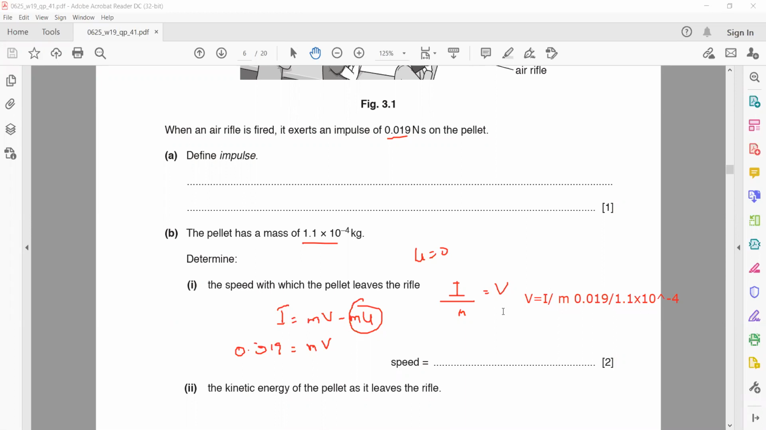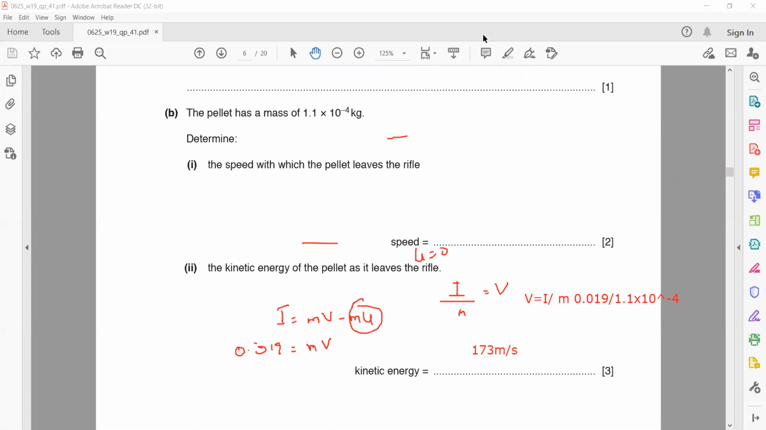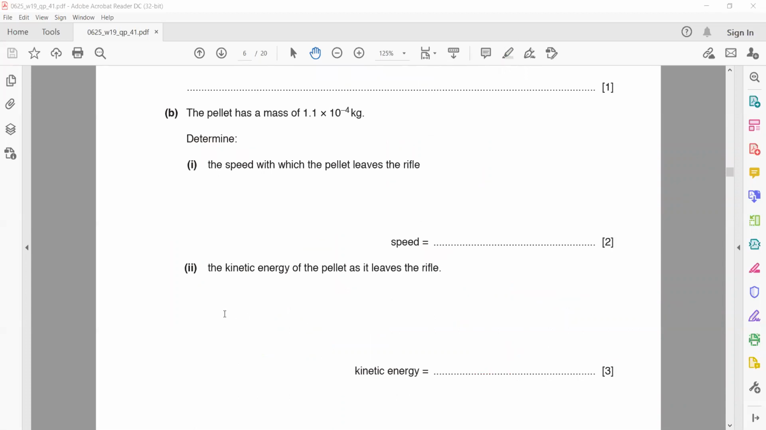The kinetic energy of the pellet as it leaves the rifle. So kinetic energy is half mv squared, 0.5 mv squared. The mass is given, which is 1.1 times 10 to the power minus 4, and the speed you already calculated in the previous part, which was 173 meter per second. When you substitute the values, you will get the answer as 1.63 joules.